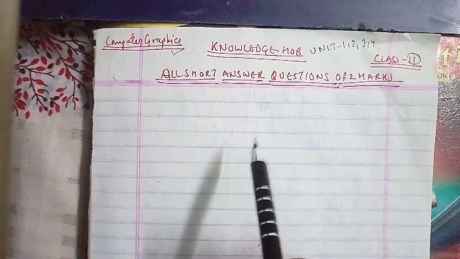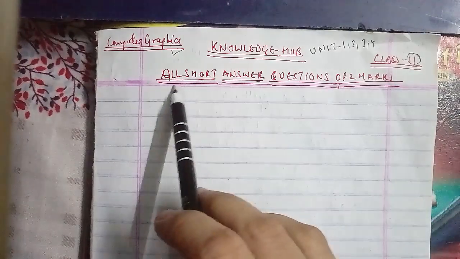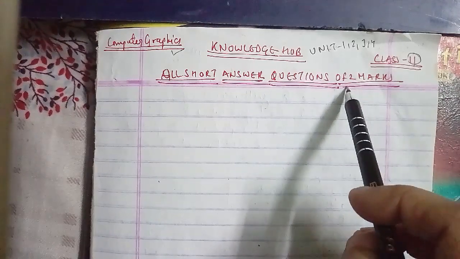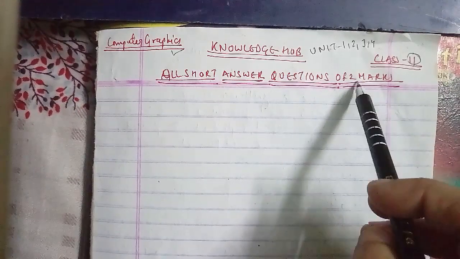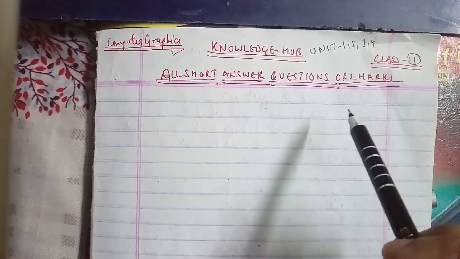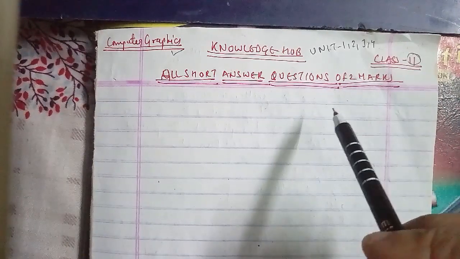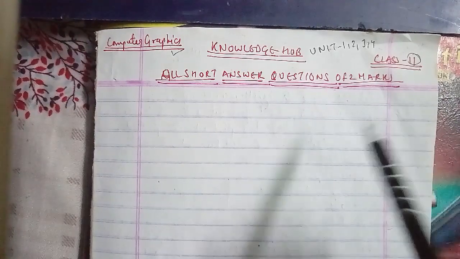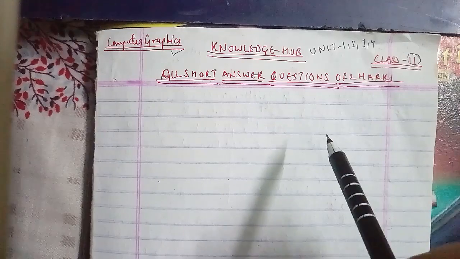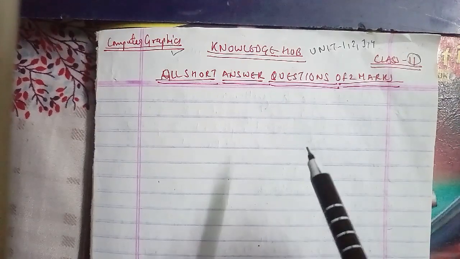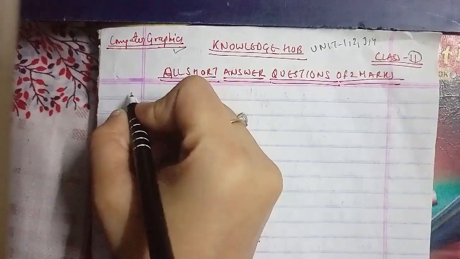And this is your class 11 where we'll discuss all the possible short answer questions of 2 marks, of unit 1, unit 2, unit 3 and unit 4 individually. And if we start with unit 1, we'll discuss 2 marks questions based on memory based questions, evaluation based questions as well as application based questions. So here we go ahead, starting with unit 1.